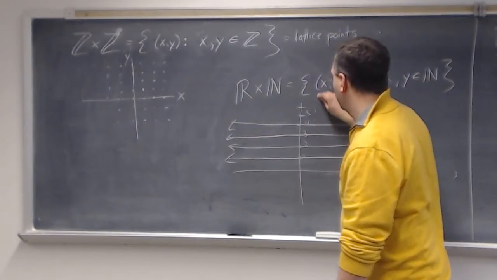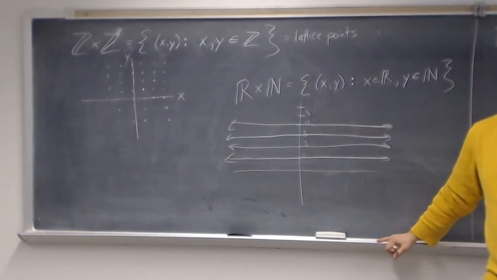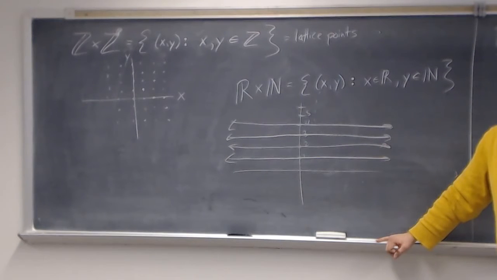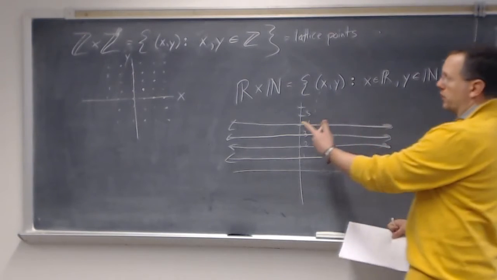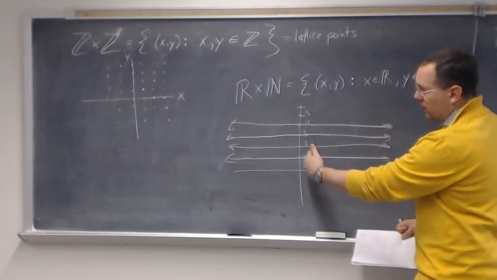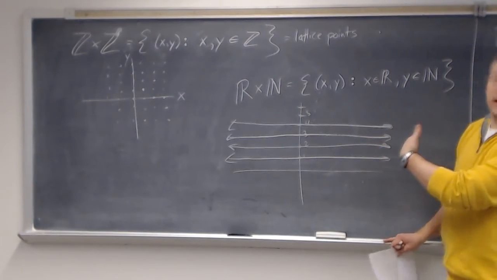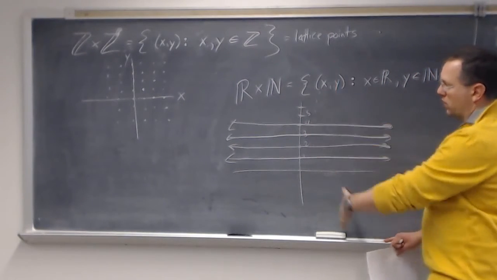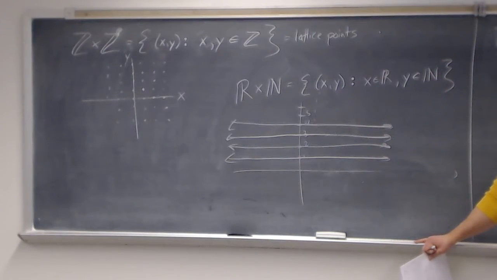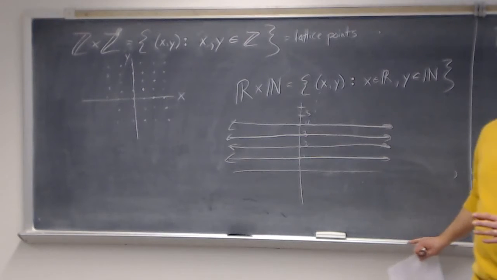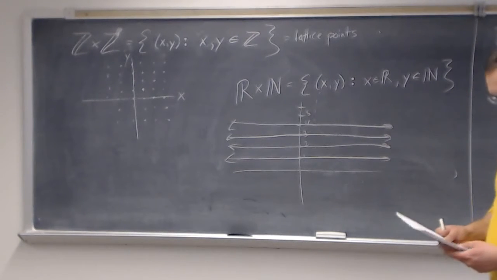If you reverse the order and did natural numbers cross real numbers, it would be vertical lines instead? Exactly, because in ordered pairs the order matters, so the first coordinates would be natural numbers. It'd be a line at 1, a line at 2, a line at 3, a line at 4. Okay. All right, any questions? Okay.